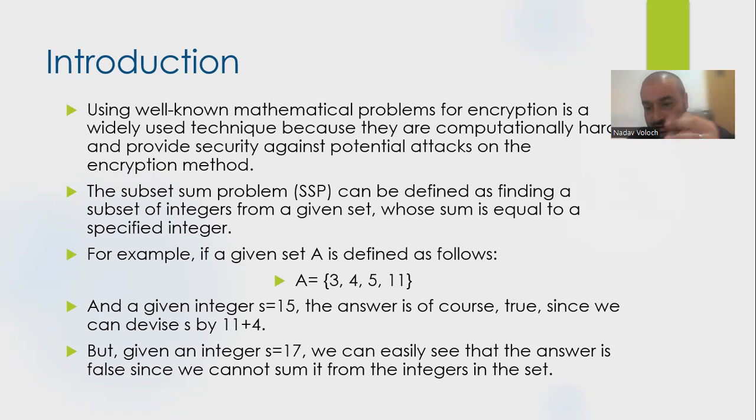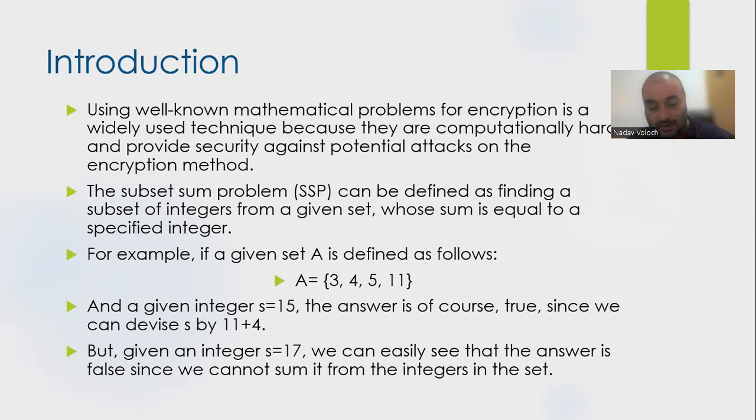One of these problems is called the SSP, the subset sum problem, and I'll define it very simply, a very basic and simple problem. If we have a given set, as we can see here, A, that has items, in this case integers, 3, 4, 5, and 11, and a given integer S, let's say it's 15, we want to see if the items can sum up to this number, to the sum.